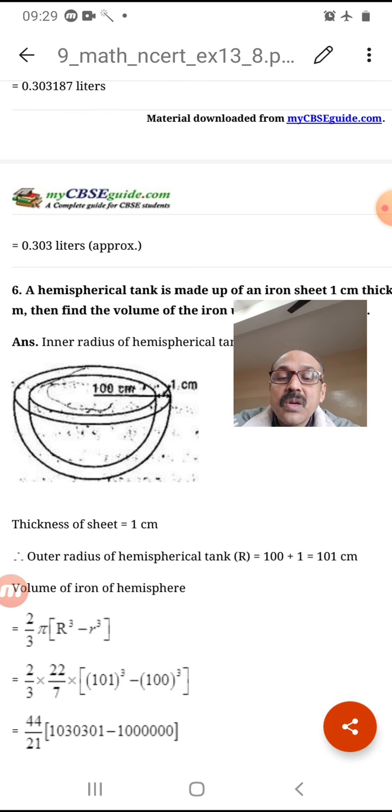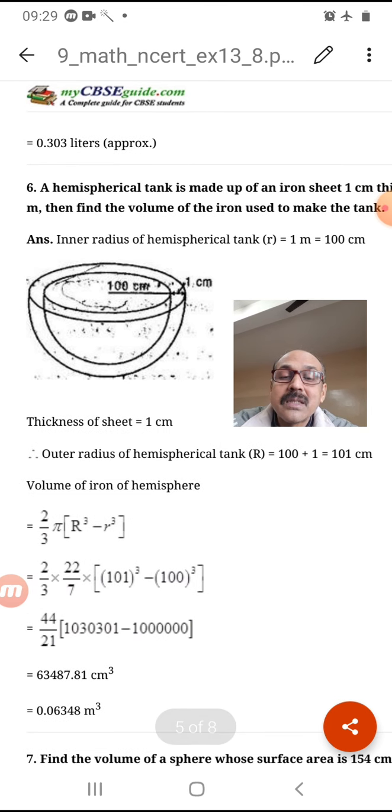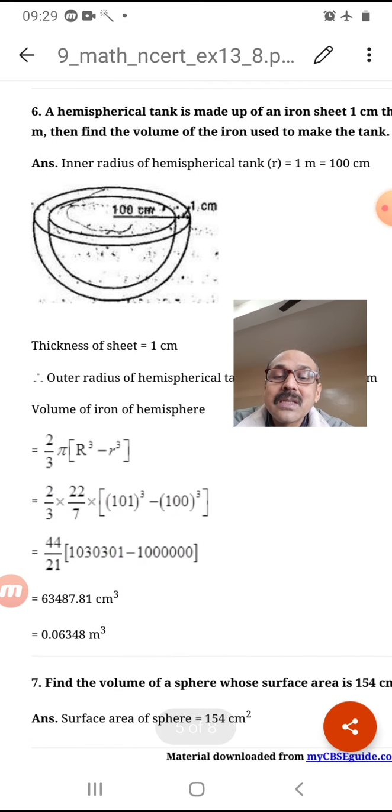Now 101 cube minus 100 cube. Calculating this, we get 63487.81 centimeter cube. Convert into meter cube, that is 0.06348 meter cube, dividing by 100 cube, since it is centimeter to meter. So it is in centimeter cube, then convert into meter.